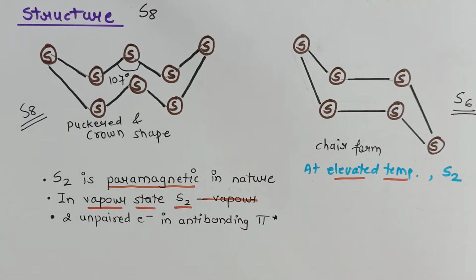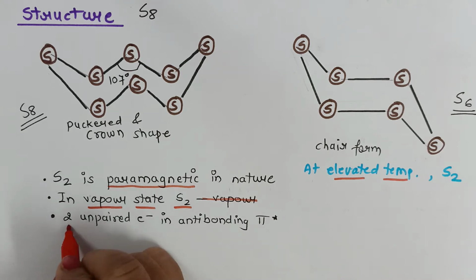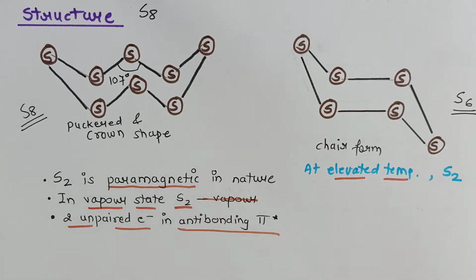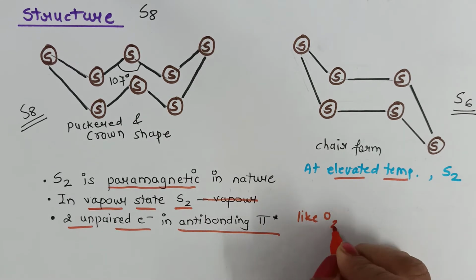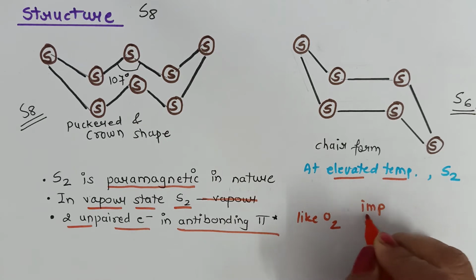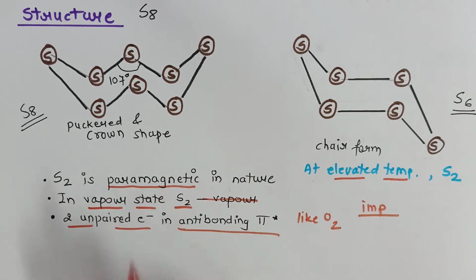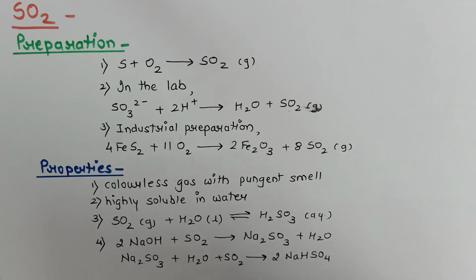This paramagnetic nature can be attributed to the presence of 2 unpaired electrons in the antibonding pi star molecular orbital. And this is just like oxygen. This is an important reasoning question: why is S2 paramagnetic? It is repeated many times in board exams.